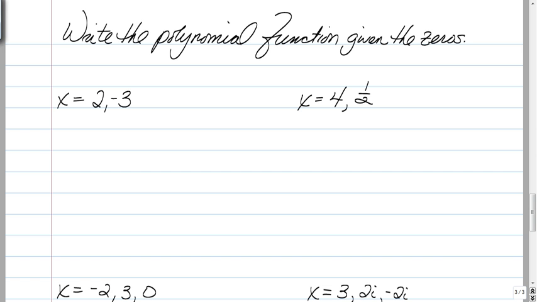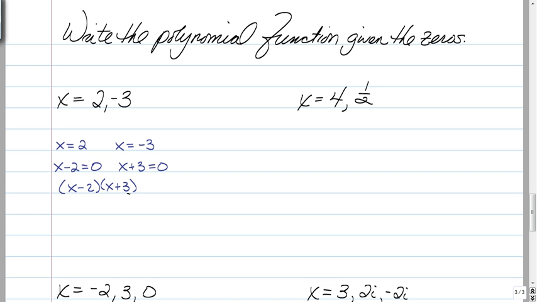So it goes a little bit like this. We have x equals 2, and we have x equals -3. And now we just work backwards. So where did those solutions come from? That came from x minus 2 equals 0, and x plus 3 equals 0. So where did we get those? Well, we got that from a factored polynomial that looks like this.